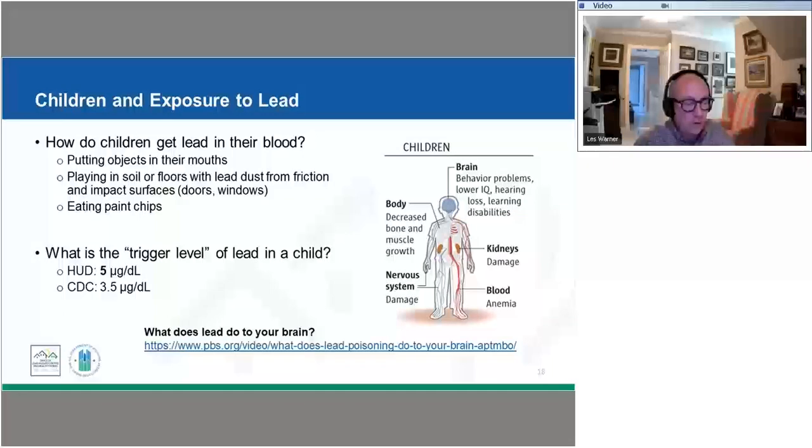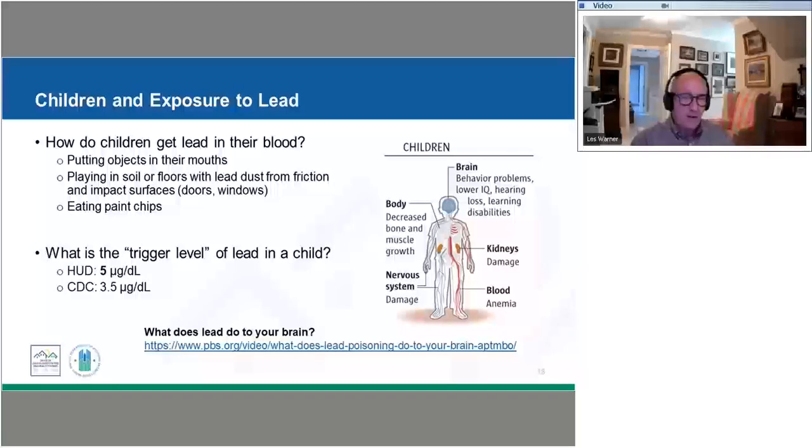So children, especially really young children, are going to have a lot of hand-to-mouth action, but they also may be crawling around, playing outside in soils that have contamination, or on floors where we have a buildup of lead dust that might be from friction surfaces like doors and windows, or other impact surfaces that are generating lead dust and debris. And then there is also the possibility that if we have unstable painted surfaces, which we'll be talking about as we go through this, the child would ingest those paint chips that are chipping away from those surfaces. And so you'll hear us talk about, as we go through our evaluation, we're looking for these key points of exposure.